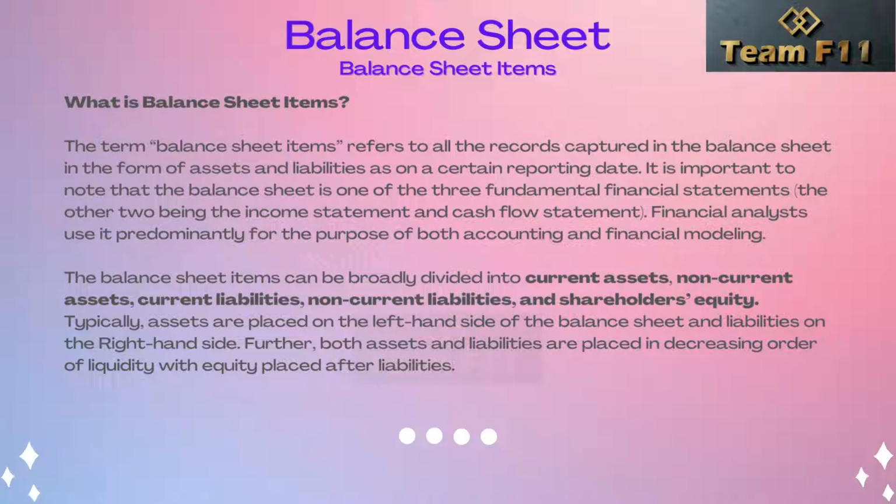The balance sheet items can be broadly divided into current assets, non-current assets, current liabilities, non-current liabilities, and shareholders' equity. Typically, assets are placed on the left-hand side and liabilities on the right-hand side.